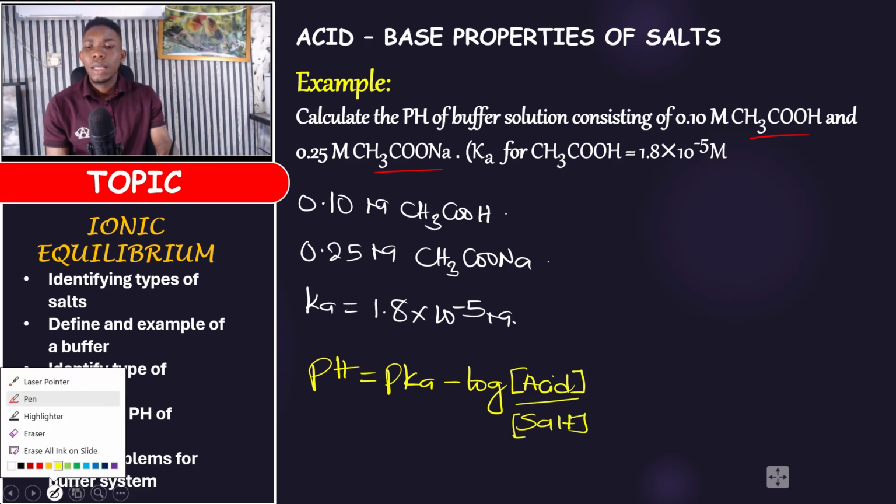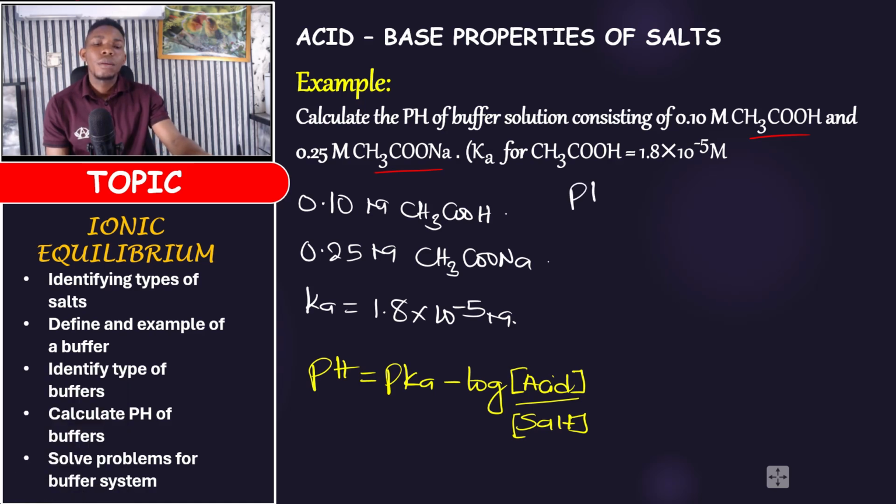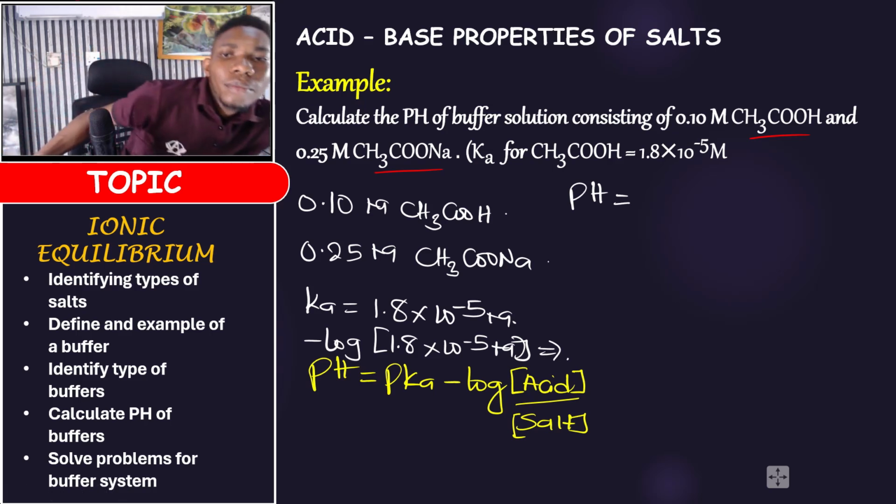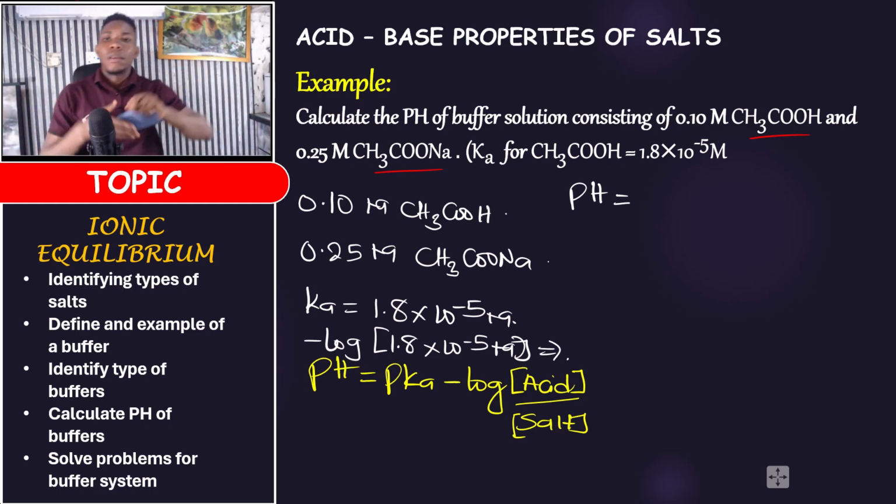All right, so at the end of the day, your pH now will be equal to pKa. Now this is Ka. To get pKa, take the negative log of this value, 1.8 times 10 raised to the power of minus 5 molar. If you press the negative log of this on the calculator, it's going to give you your answer. So you have negative log 1.8 times 10 raised to the power of minus 5.